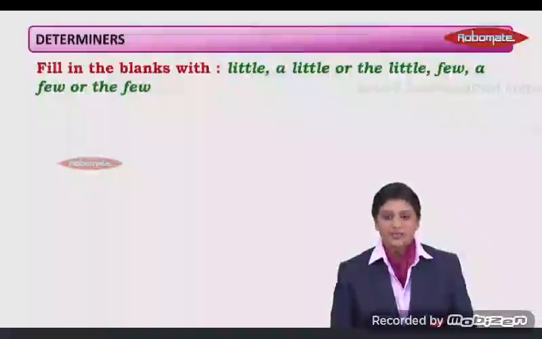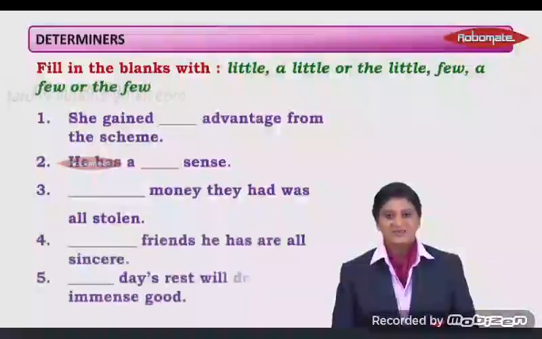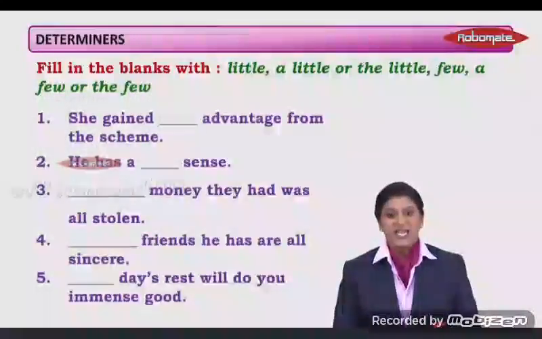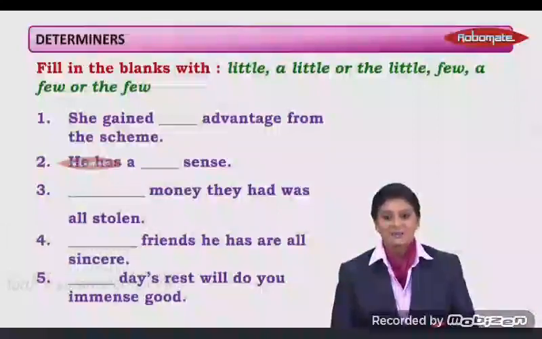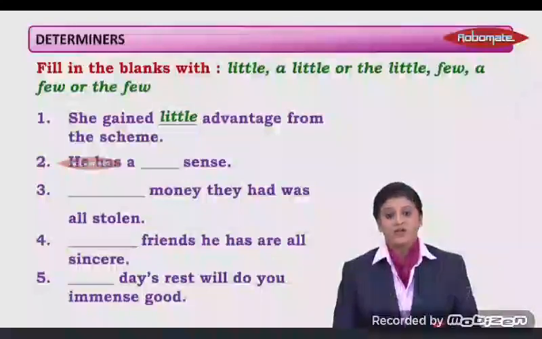Fill in the blanks with little, a little or the little, few, a few or the few. Let's take a few sentences. She gained dash advantage from the scheme. Here we can use little as our determiner. Why little? Because the sentence means she could not take much, a lot of advantage of the scheme. That means she did not gain almost anything.